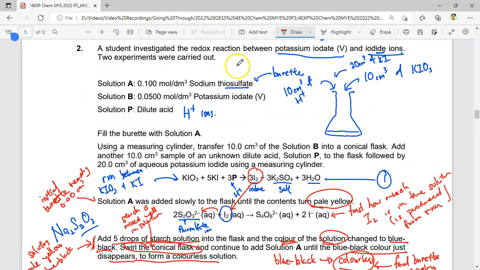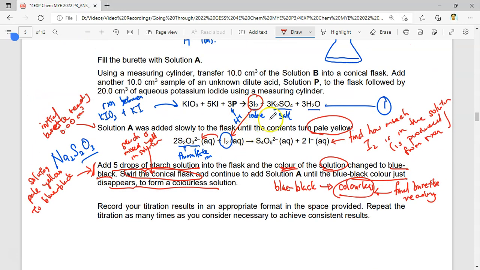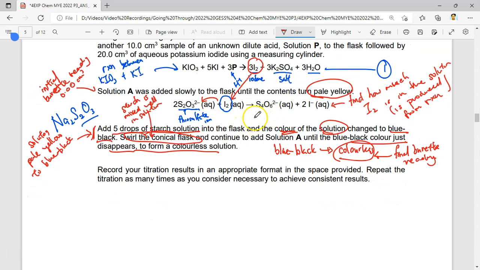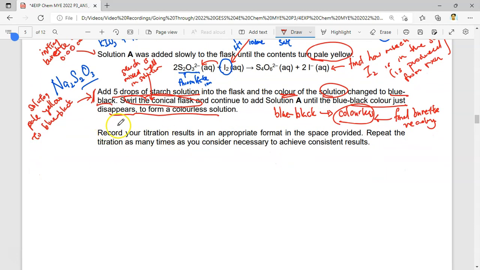I've already run through roughly what's happening here, making sense of the two equations. Let's start on how to go about getting your results. Record your titration results in an appropriate format in the space provided below. This is really looking at how you present your data. Those of you who think presentation of data is not important, I'm sorry, it is important. To know how to present your data, it's not just about drawing tables. You need to know exactly what to do. For titration itself, there's a very fixed table format.